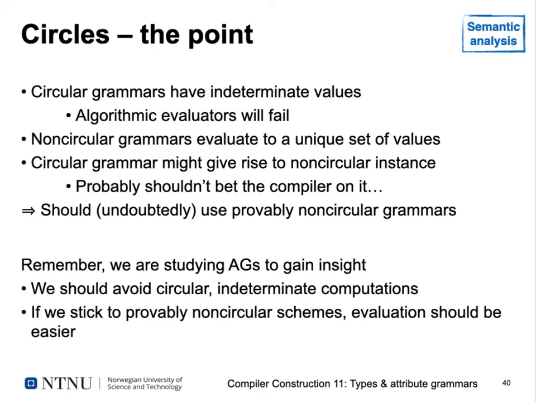So we should of course avoid circular, indeterminate computations because essentially this would also happen in the generated code if we allowed it. So if we stick to these provably non-circular schemes, the evaluation of our expressions in the attribute grammar should be easier.